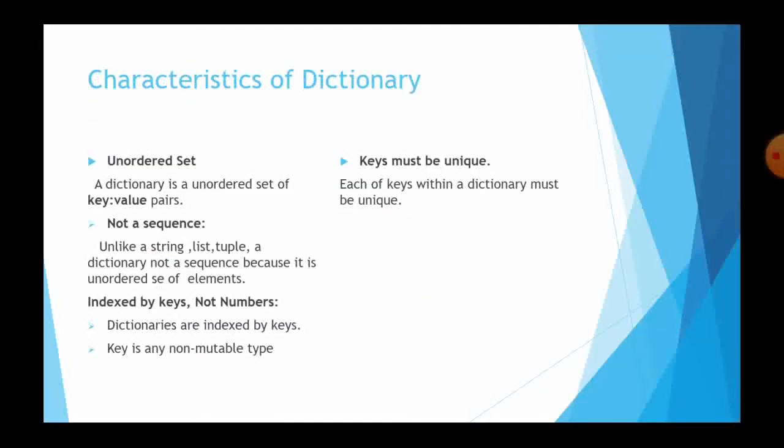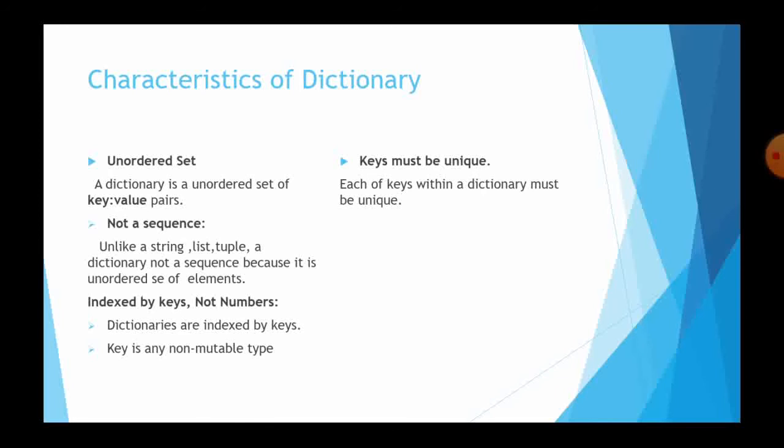Characteristics of a dictionary. There are some characteristics to using the dictionary. The first one is unordered set. Yes, a dictionary is an unordered set of key value pairs. It is not a sequence, unlike a string, list, or tuple. Dictionaries are not a sequence because they are an unordered set of elements.